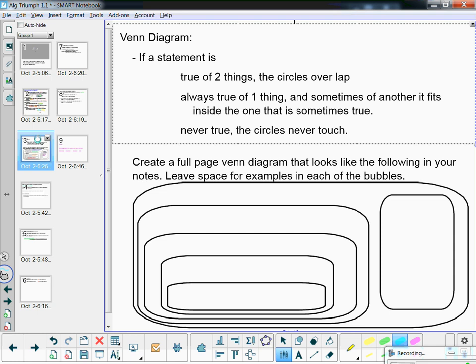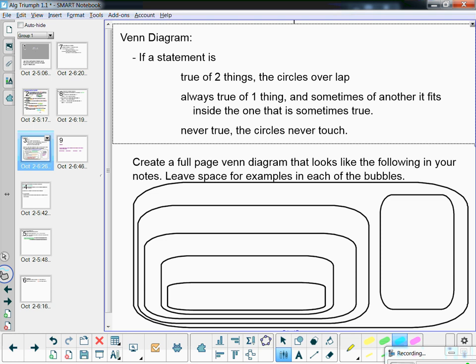A Venn diagram is a statement chart. It tells us when things are true together and when they're not. If a statement is true of two things, the circles are going to overlap. If it's always true of one thing and sometimes true of another, it fits inside the one that is sometimes true. If it's never true, the circles are never going to touch.